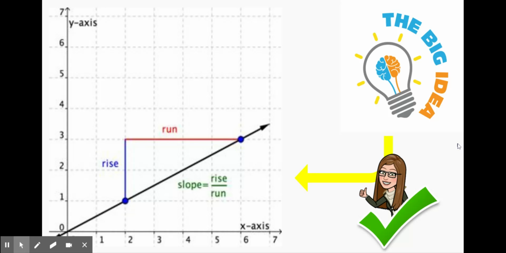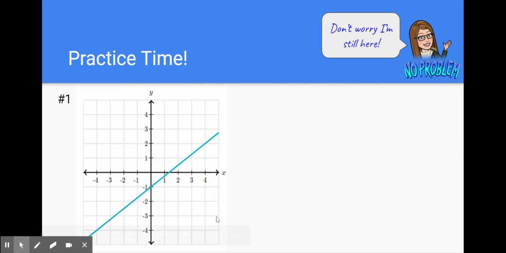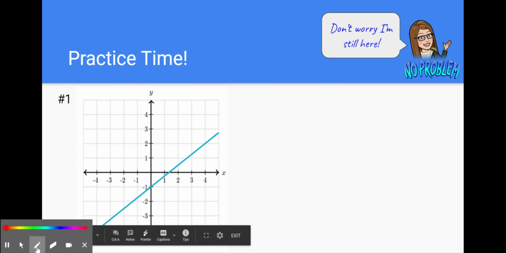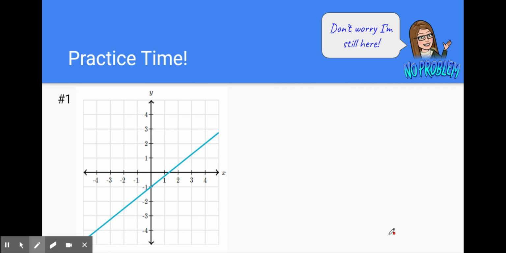So here it is once again, the big idea. You always are counting your rise and then dividing that by your run to find your slope. It doesn't matter whether you count up or down, left or right. You just have to stay consistent. So let's do a couple examples together. Let's pick 2 points on this line and find the slope.